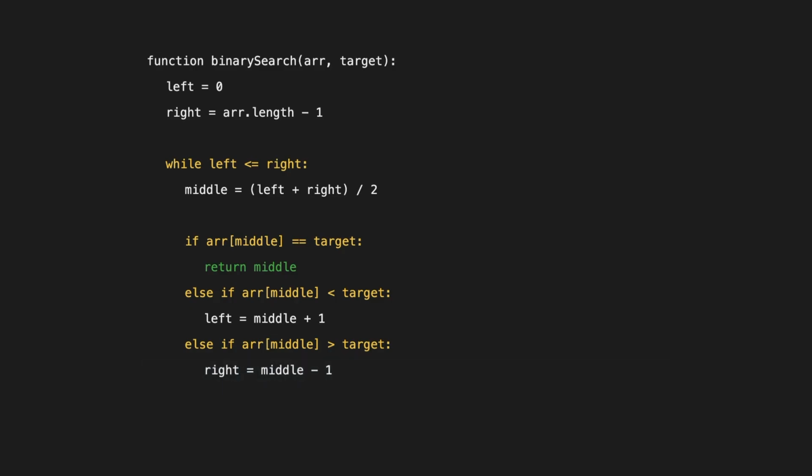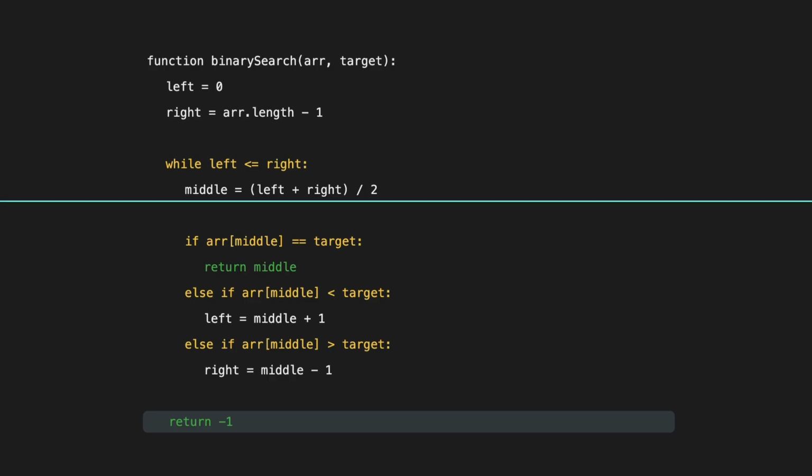When the target is not present in the given array, the loop may end without returning any index. In that case, after the loop, we return -1 to specify that the target is not present in the array. We can make two small improvements to this pseudocode. First, we can improve the way we calculate the middle pointer.